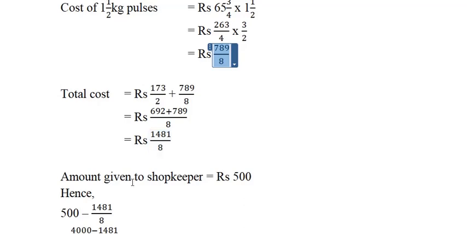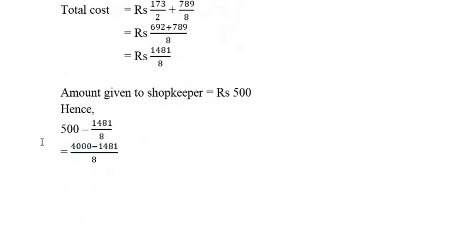And the amount given to the shopkeeper is this 500. So 500 minus 1481 by 8, and when you do this, you will get this figure.